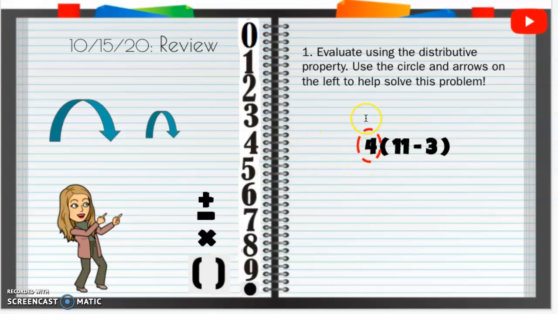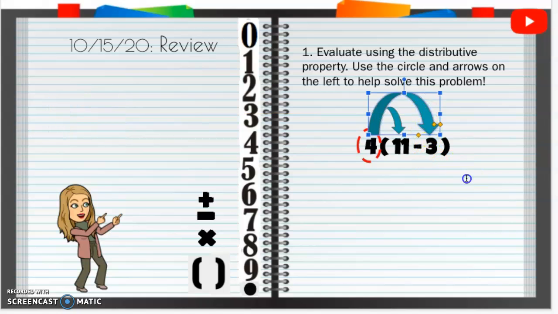All right, now, this 4, what do we do next? Oh yeah, we need to distribute this 4 to each number inside the parentheses. So that's when I'm going to use my arrows. So that 4 is going to be distributed to the 11. And this arrow, then it's going to be distributed to the 3.